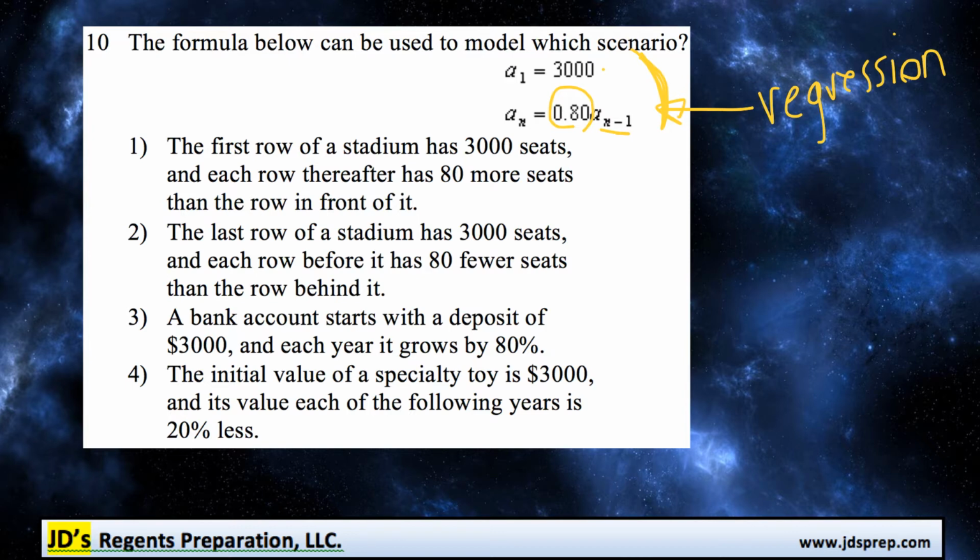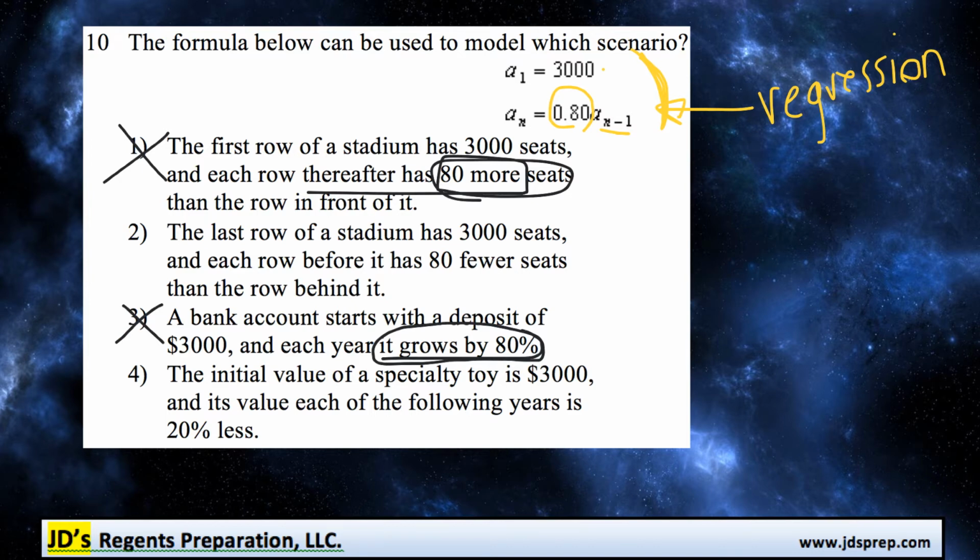So knowing that, we can read the first one saying that each row has 80 more seats was clearly going to be wrong because it's decreasing. Similarly, we know that option number 3 is wrong because it's talking about something growing by 80%.